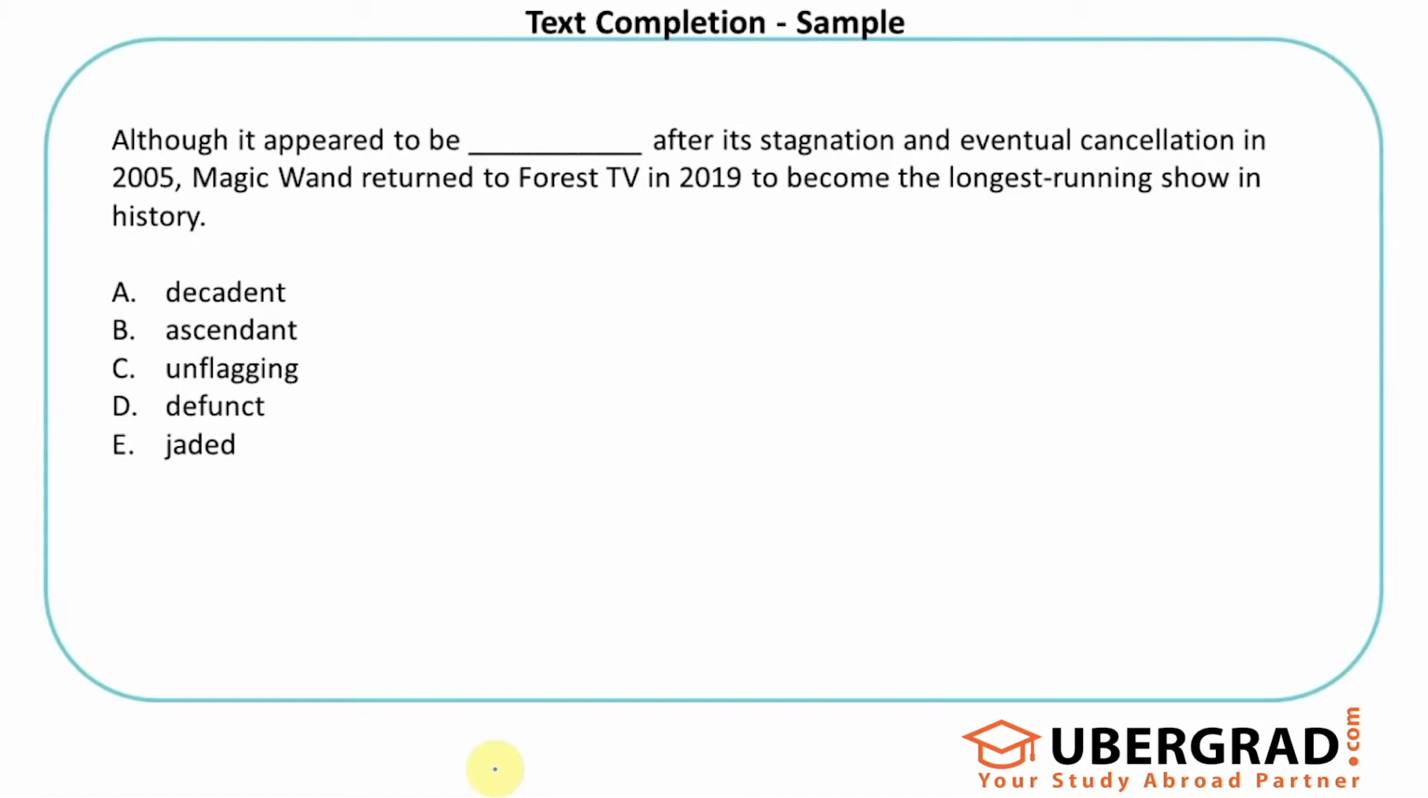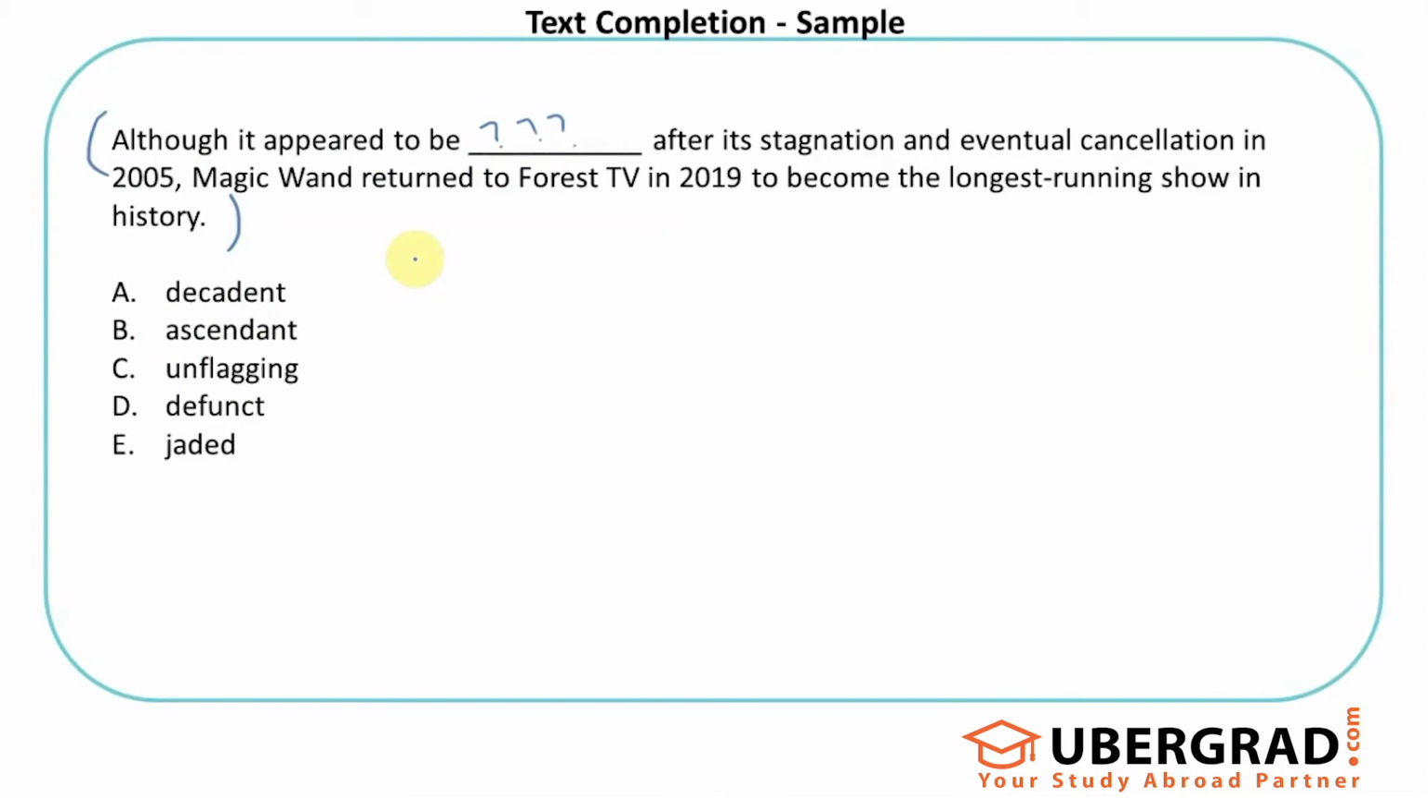First, let's look at this question. We have a sentence with a blank. You need to select a word that would fill it, and you'll have 5 options. You need to select one option out of these 5 which would fill that blank. There's one correct answer, which you need to fill. So just try this question.